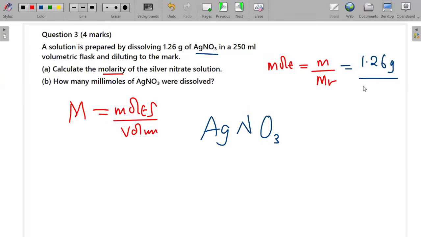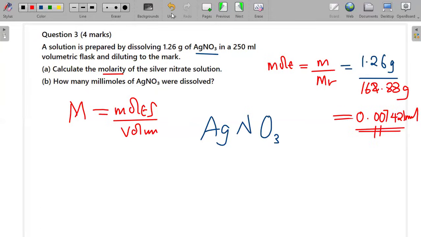So I come here and divide it by 168.88 grams. So what do I get here as my moles? So make sure you punch as well on your calculator. So this will be 0.007421 moles. Okay, so those are the moles.